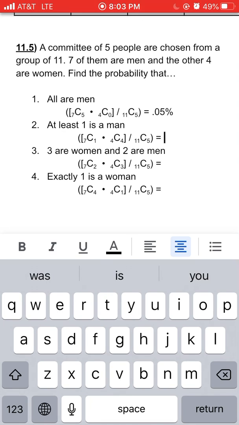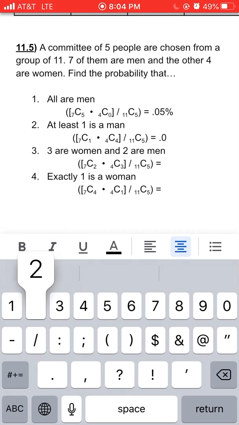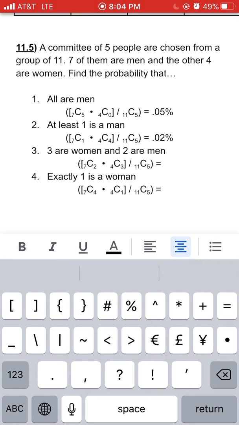For the at least one is a man, we have of 7 men, choose 1, and then times that by of 4 women, choose 4, all over of 11 people, choose 5, and that will get us 2% for the possibility of that happening. Which, like I said, at first is a really low number, but when we really look at how many men there are, the possibility of only choosing 1 of 7 men and then choosing 4 women is really not likely. I'll say that.